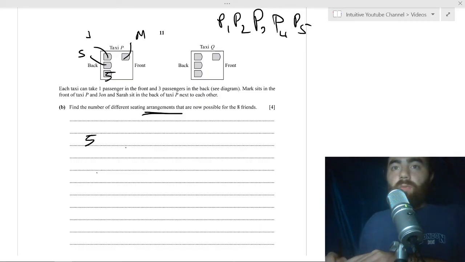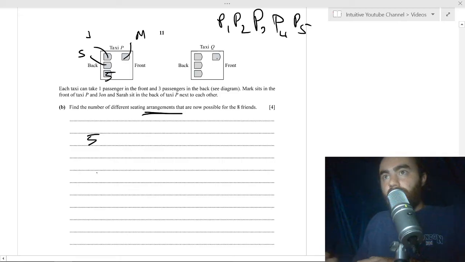You can say 5P1 if you want to be particular, but I'm just going to say 5 for now, and then I'll show you later. So there's 5, right? We can pick 5 different people. So let's say we picked P1, and then we have J. Remember, it says they sit next to each other, so they're stuck together. So there's, in a way, 2 slots here.